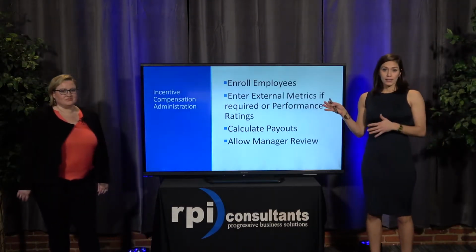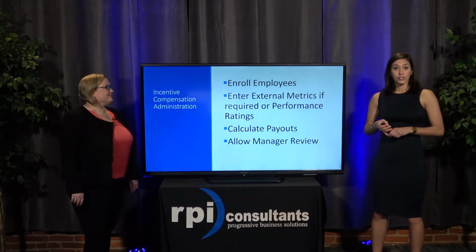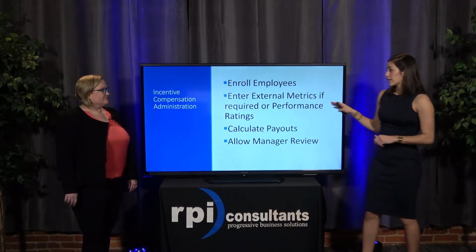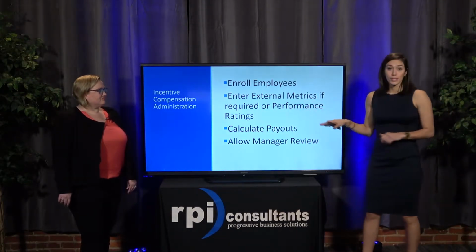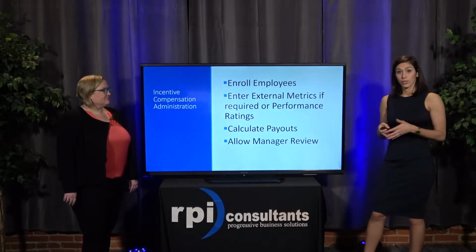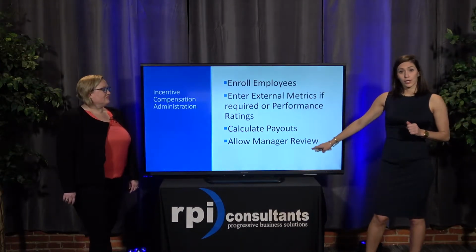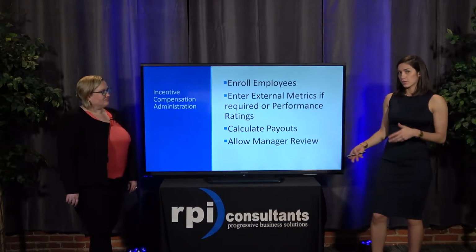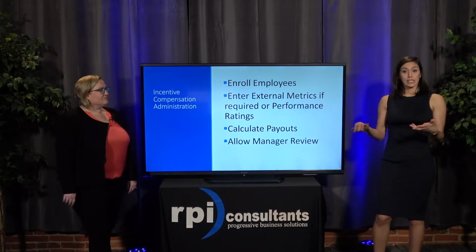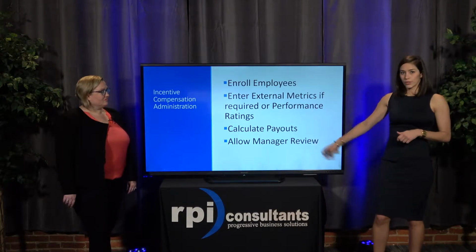So here's the process. Now that we talked through all of that so quickly, here's the process for actually administering incentive pay. You want to enroll your employees first, get them into the programs, and then you can enter your external metrics or complete your performance appraisals, get those metrics or those numbers in that are going to be used for the calculation. Then you calculate payouts. And then after that, you can allow manager review. Generally, this isn't something that the manager's going to probably update like they would maybe a merit, but you can allow manager review for them to just see what the bonus is if you would like to. You can also hide that if you don't want the manager to see it.